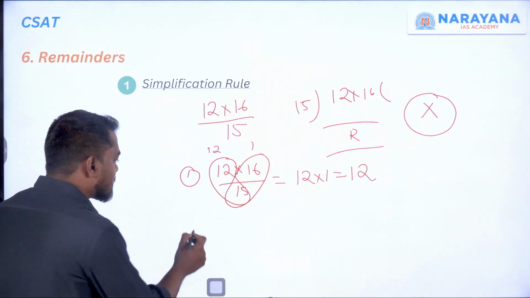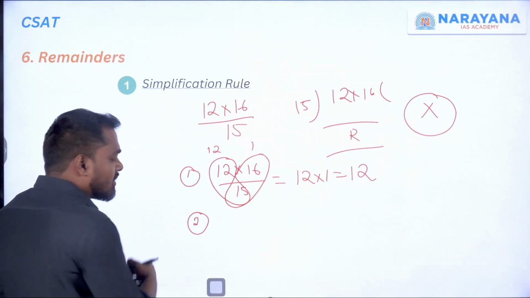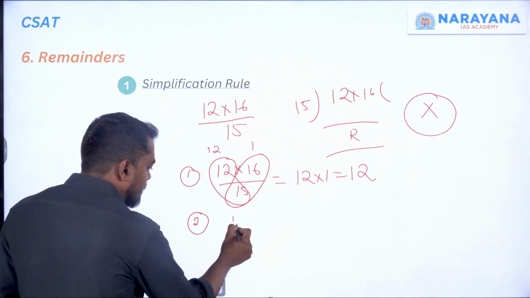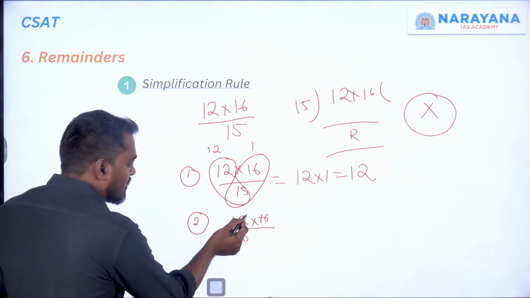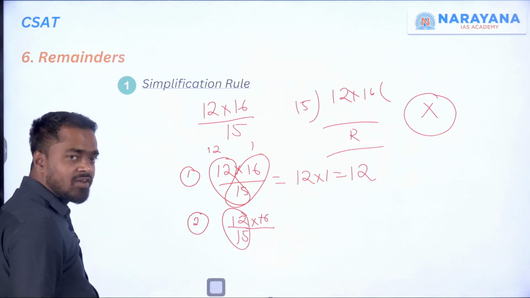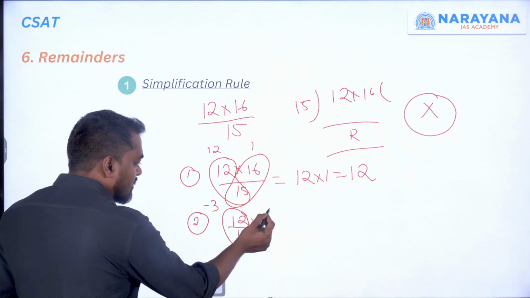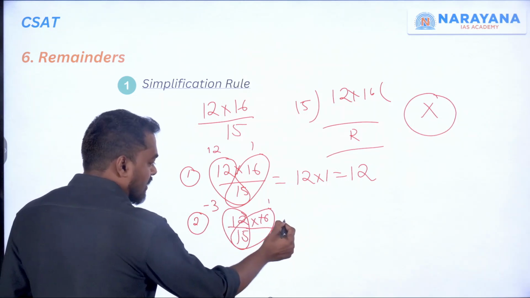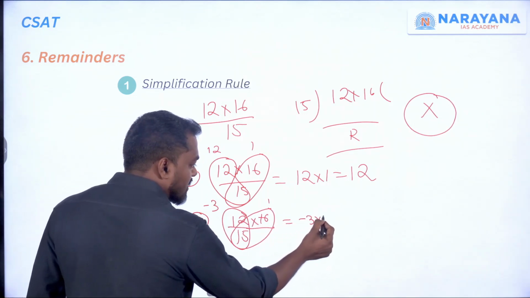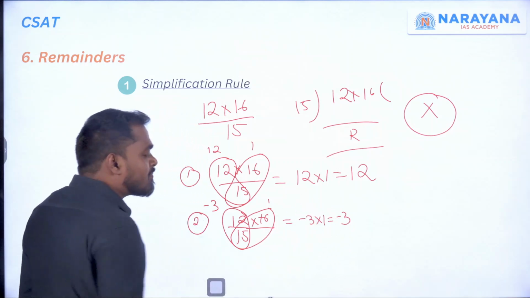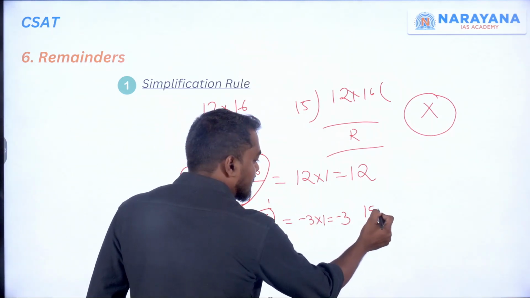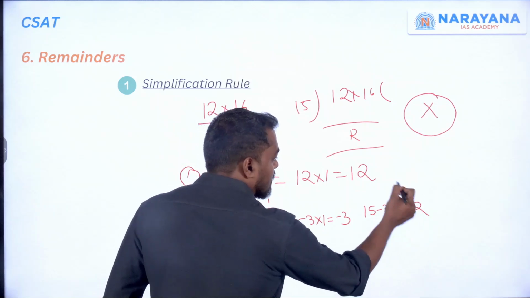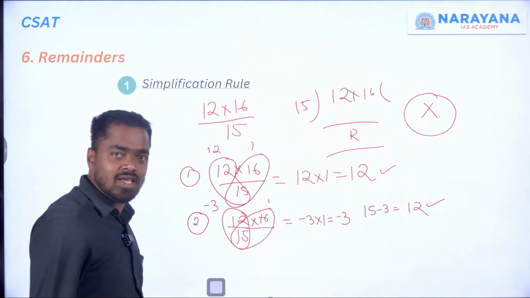To make it more simple, you have to use the negative remainder concept. That is nothing but 12 into 16 by 15. 12 by 15, what is the negative remainder? Minus 3. Here what is the remainder? 1. So your remainder is minus 3 into 1, that is minus 3. But whenever you get a negative remainder, take it from the divisor. So that is 12. In this case also you are getting the same remainder.